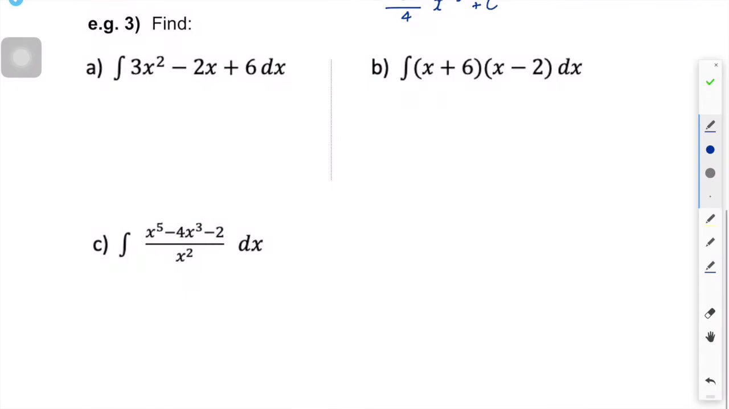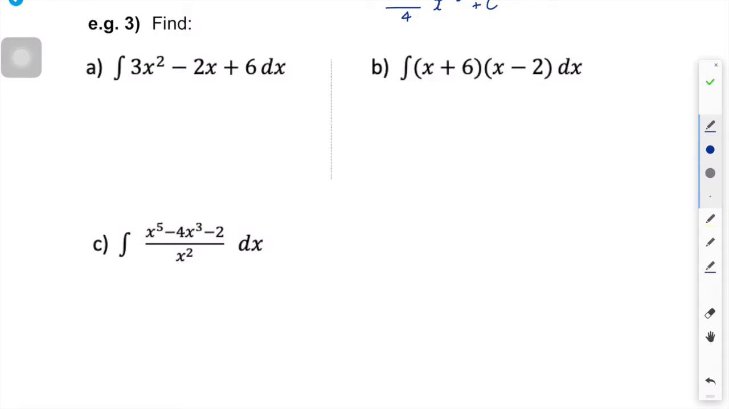Example 3. Find the following integrals. You can pause the video again. Try these questions. You may have to consider how you can manipulate these original expressions before you take the integral. Come back to this video when you're done. Okay, let's take this up.